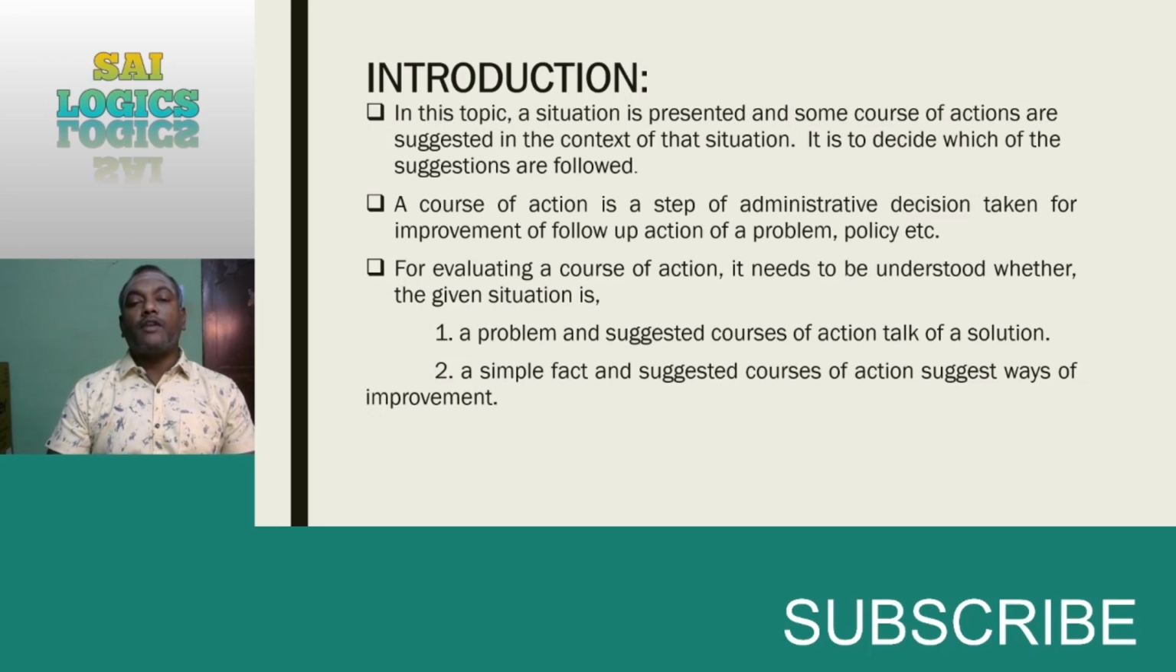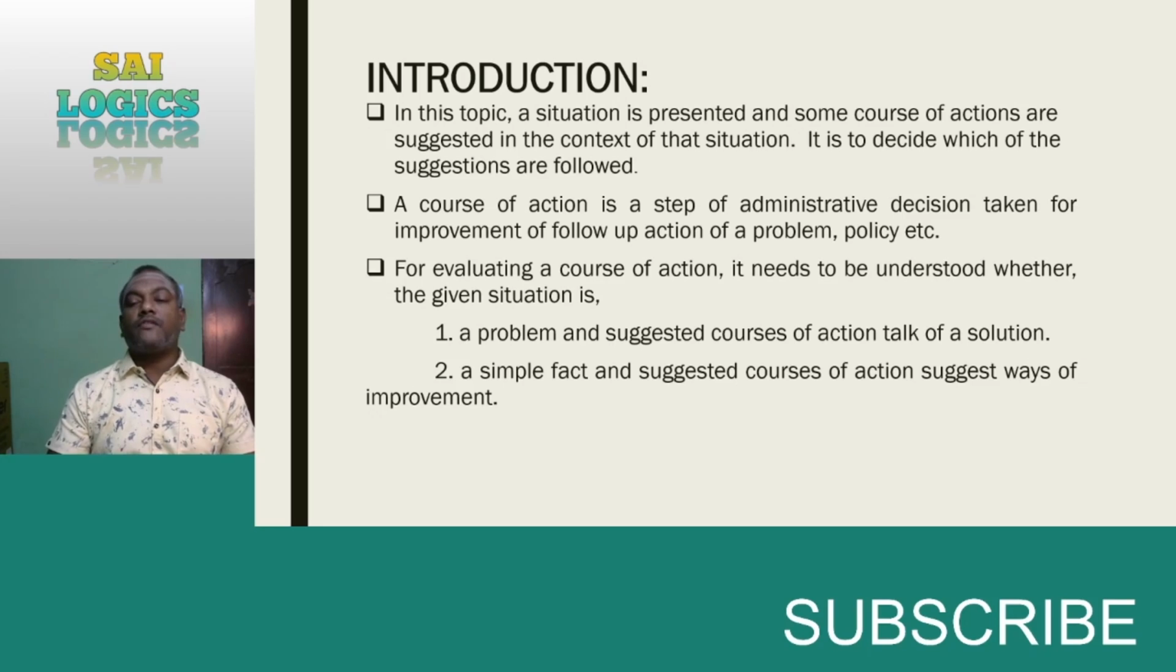Before giving a course of action, we need to understand the relationship between the problem and the course of action. There will be two types of relations between a problem and the course of action. Number one, a problem and a suggested course of action talk of a solution. When a problem is given, the courses of action given with the problem will suggest a solution to the problem. In the second case, a simple fact and a suggested course of action suggest ways of improvement.